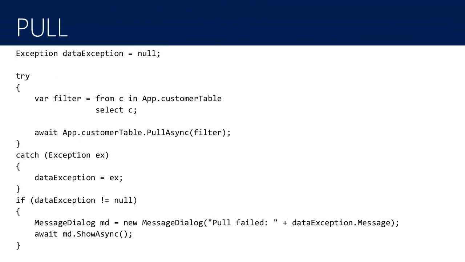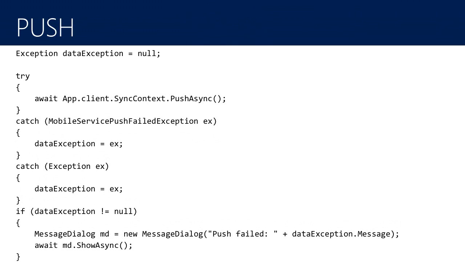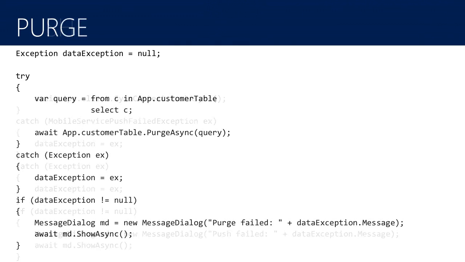Pull, again, you see I'm doing this app.customer table pull async, and I pass this filter. The filter here is just basically a select star. Give me everything. But I could have put a where clause and all kinds of stuff in this filter to filter it down in case it was one of those 20 million row database tables back on the server side. Push is even simpler. I just say sync context push, and it just does it for me. And then purge looks a lot like a pull. And again, that's the delete thing.